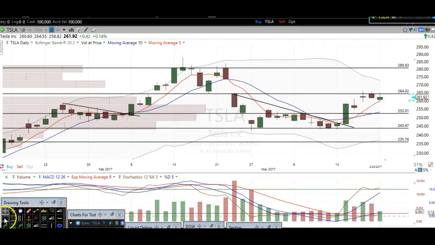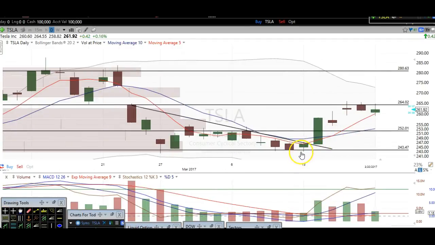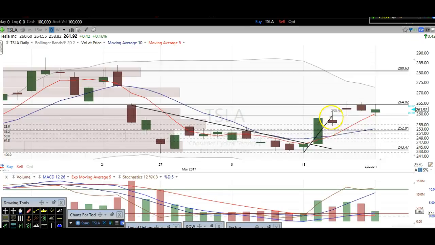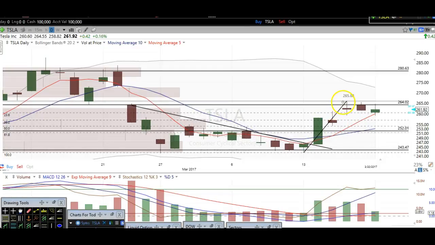This is also the 61.8 Fibonacci retracement level. If you draw it from the lows right here to the highs right here, that gives you that 61.8 Fibonacci retracement level, which matches up perfectly with that support level. So it's exactly what you want to see when you're using Fibonacci retracement levels, is have them match up with supports or resistances. At least that's the way that I like to play with them.